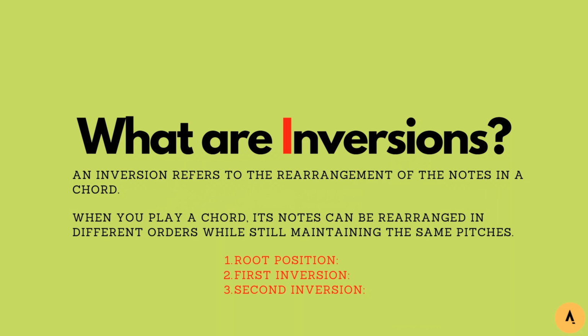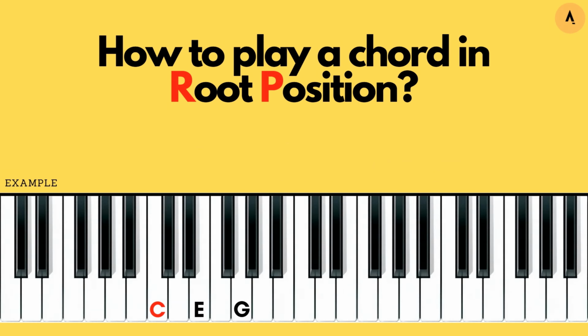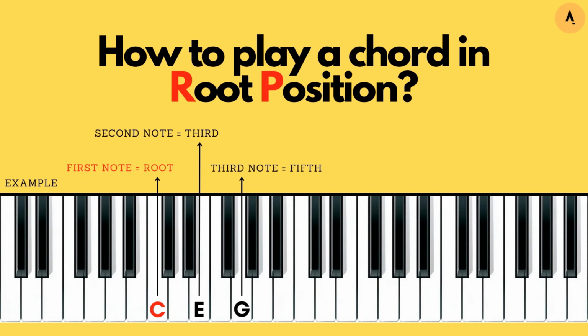Let me get into detail starting with the root position chord. Let's start with an example, a C major chord. The notes are C, E, G. When the chord is in root position, the first note is the root, so C is on the bottom. The second note is the third, and the third note is the fifth. So a chord in root position has the root, third, and fifth.